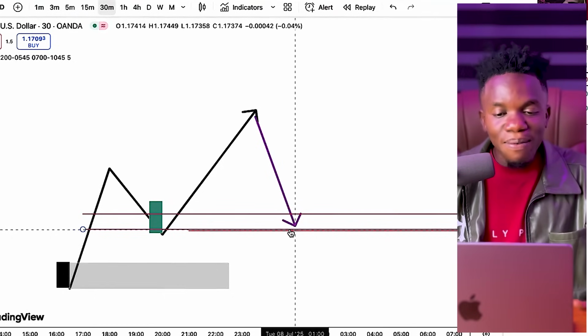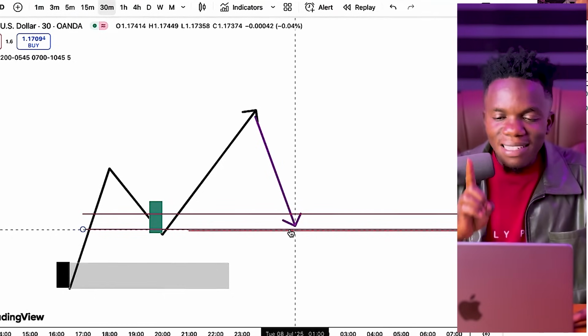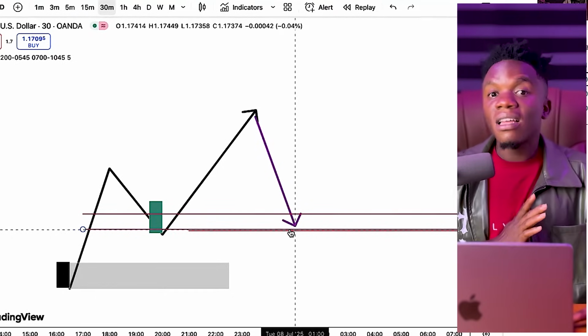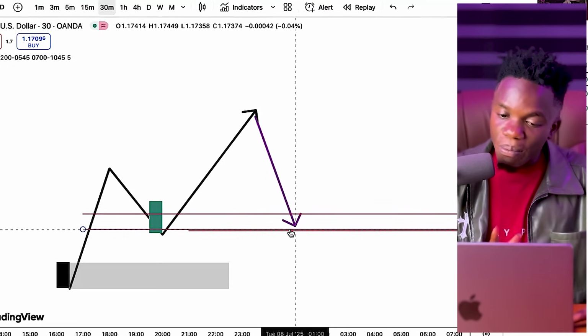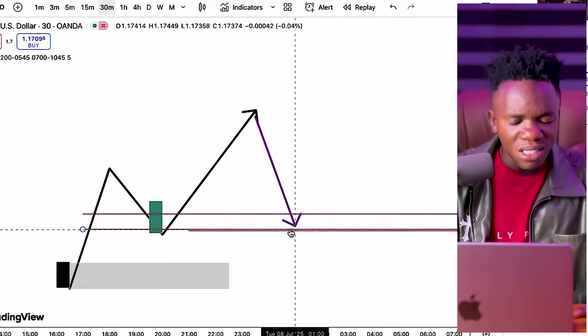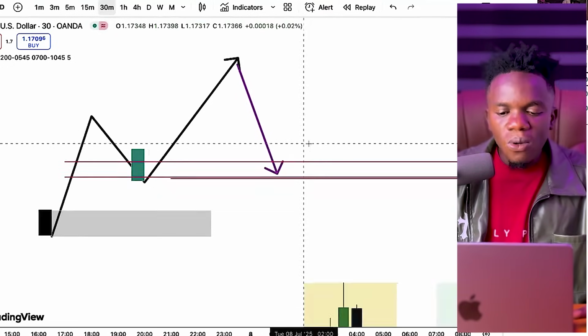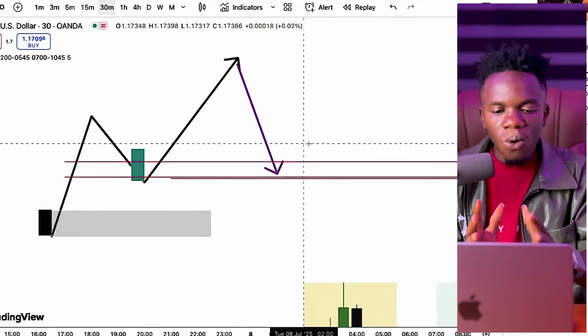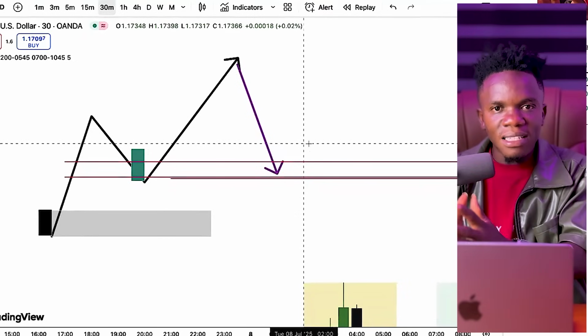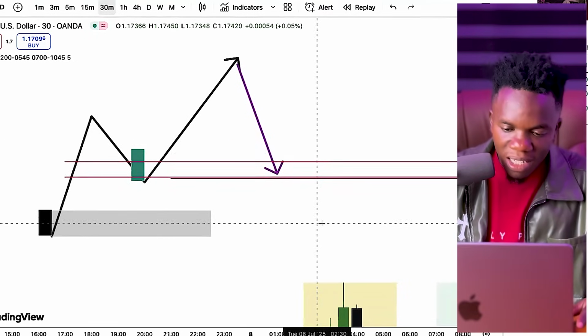And that is why I will keep preaching it. ICT Kill Zone is the most valuable concept for me. I don't know for any other person, but it is the most useful concept that I use on each trading day. So what I did was blend this whole concept into the session of the market. And trust me, it is a game changer. Let me show you guys.